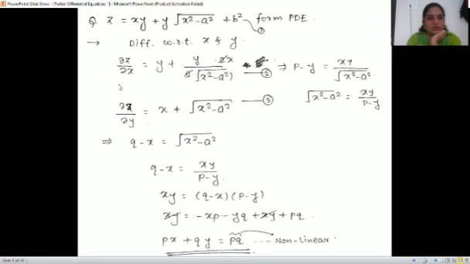So next, the question is there: z is xy plus y into root of x square minus a square, plus b square. Form a partial differential equation from the given equation. So how to obtain a PDE from this? We have to differentiate the given equation with respect to x and y, right? Firstly with respect to x and second with respect to y.